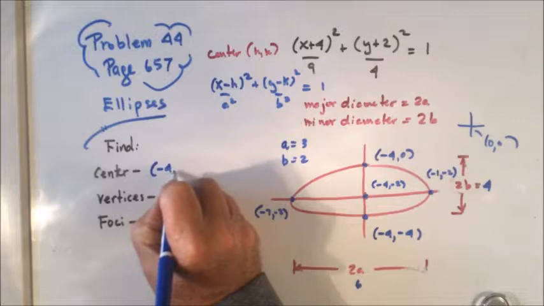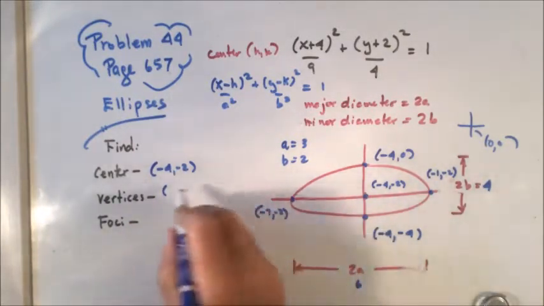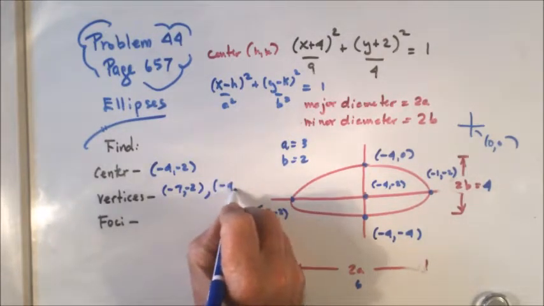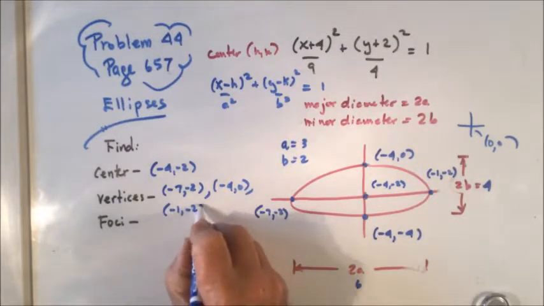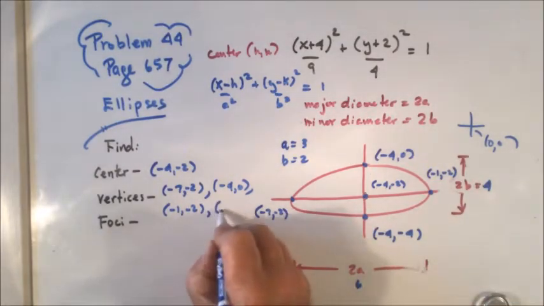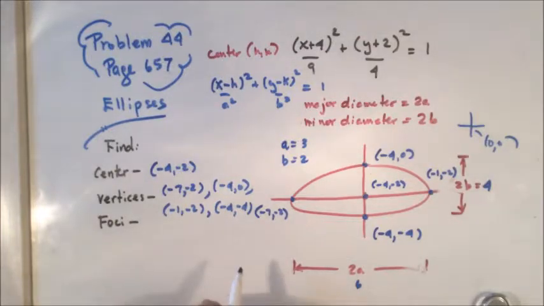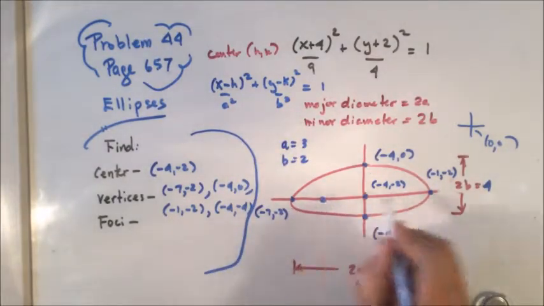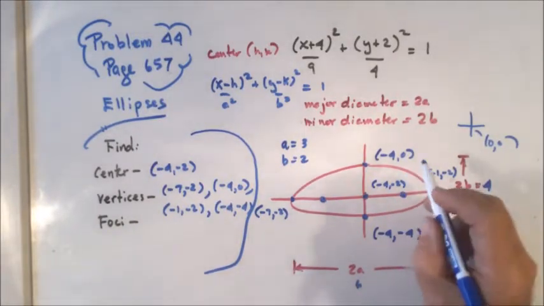Again, the center is minus 4, minus 2. The vertices are, I'm going to go around the horn here, minus 7, minus 2; minus 4, 0; over to here, minus 1, minus 2; and one more, minus 4, minus 4, okay? And we're left now with finding the focal points, and here's one of them, and here's another one of them, and here's what we might do.